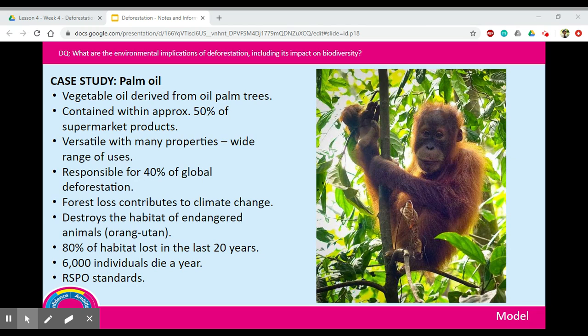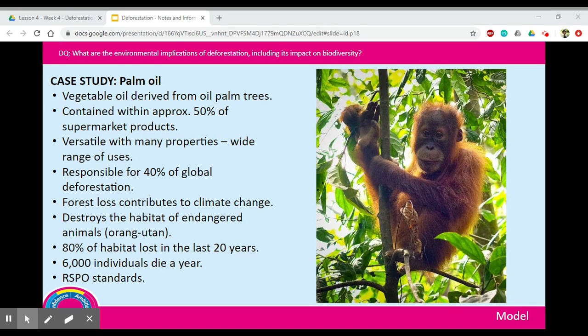Okay, palm oil. So palm oil is a type of vegetable oil that's derived from palm trees, and it's actually contained within about half of the products you find in a typical supermarket. And these are going to be things including pizzas and donuts. Nutella has got quite a high percentage of palm oil in it. Even things like deodorant and shampoo and toothpaste and lipsticks, they all contain palm oil.